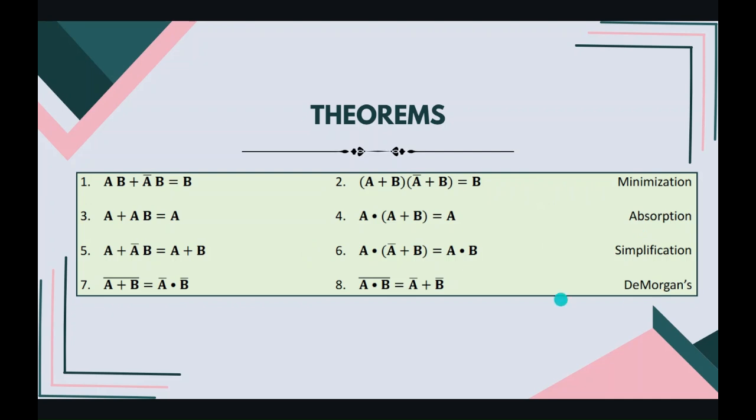So the last theorem, which is the De Morgan theorem. The first theorem shows that the complement of an AND operation is equivalent to the OR of the complements. The second theorem shows that the complement of an OR operation is equivalent to the AND of the complements.